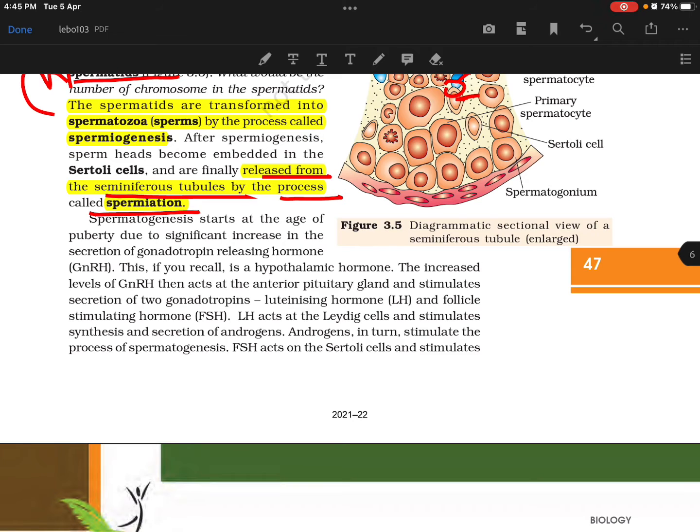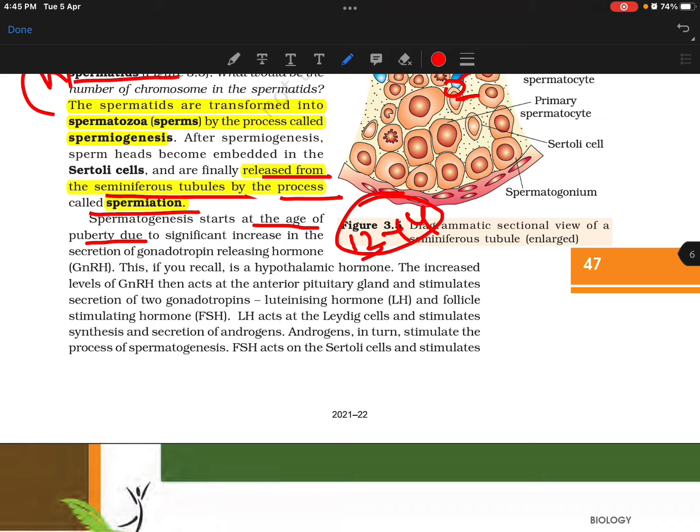Spermatogenesis starts at the age of puberty. As we know that in the male, spermatogenesis starts at puberty, which means the age when humans become reproductively active, and in the male it is, I think, 12 to 13 to 14.